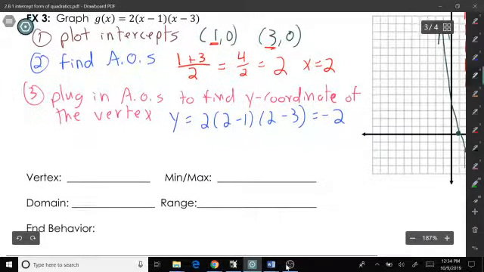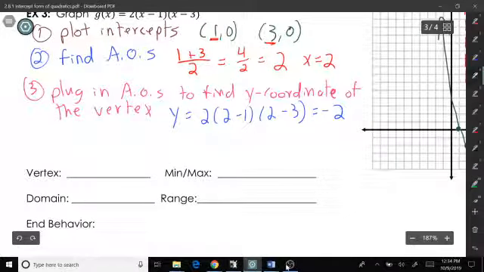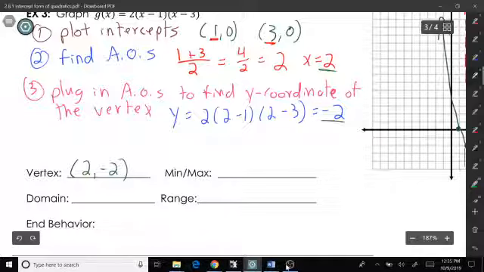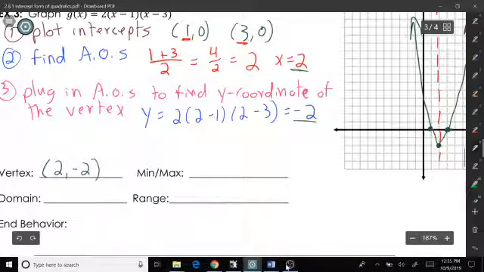Now the vertex, the x coordinate was 2, the y-coordinate was negative 2. So 2 comma negative 2. That's our vertex, 2 comma negative 2. And we have a minimum value because it's opened upwards, so it's a minimum at y equals negative 2.